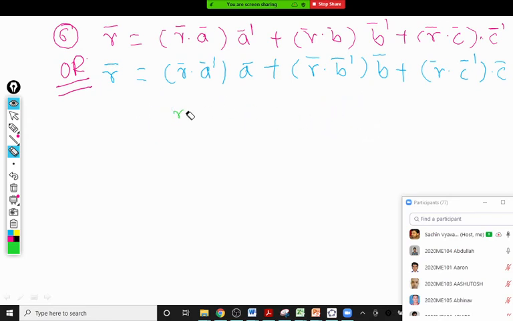We should start with what is given to us: a, b, c are non-coplanar vectors, and a dash, b dash, c dash are a reciprocal system. When they are a reciprocal system, they are mutually perpendicular to each other, and when vectors are mutually perpendicular, they are also non-coplanar. Is that clear? So what is in our hand? First, a, b, c are non-coplanar vectors, as well as a dash, b dash, c dash. These two things are in our hand, so we can start with any one of them.